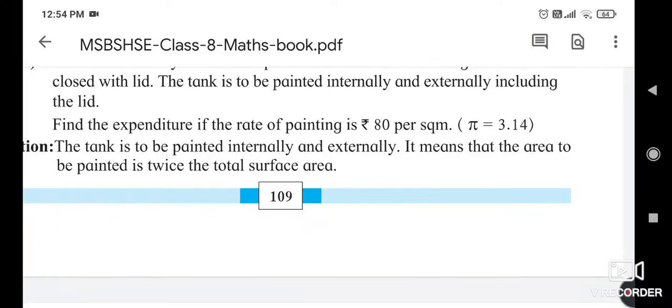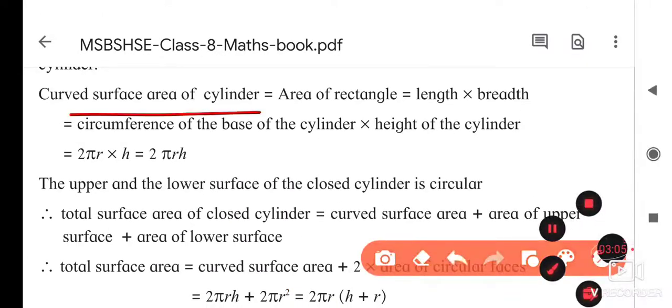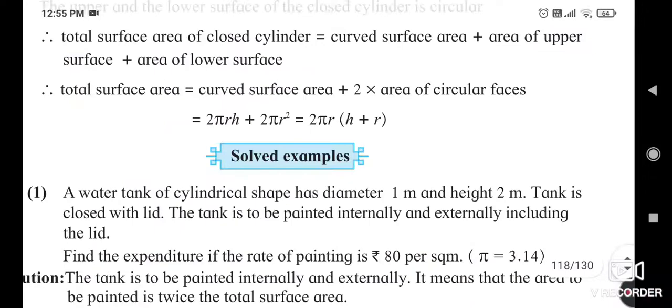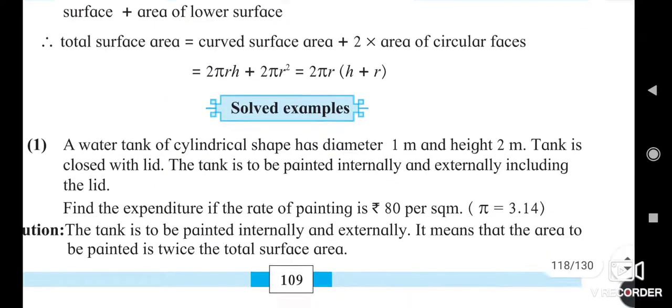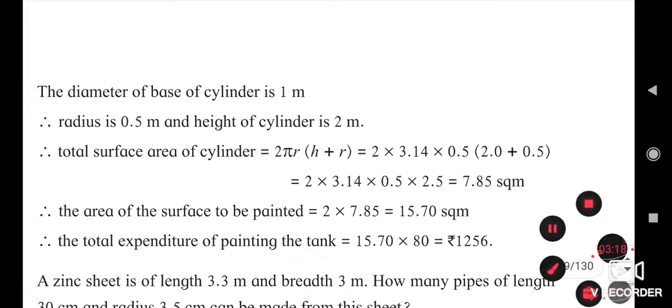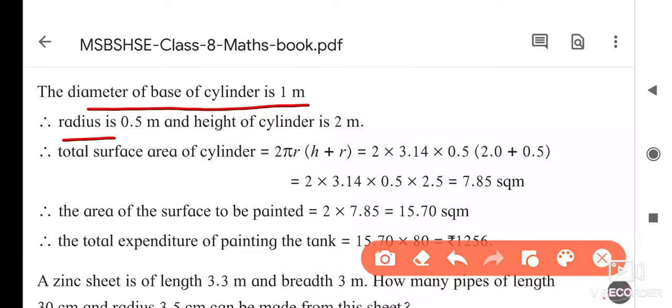That's why, from the above two formulas, curved surface area of a cylinder and total surface area of a cylinder, which formula do we have to use? We have to use the total surface area, because one phrase is given here, that is including the lid, so both we have to take into account. So here the diameter of the base of the cylinder is given in our question, that is 1 meter, and its radius is half of the diameter. Our formula is 2 pi r into bracket h plus r.